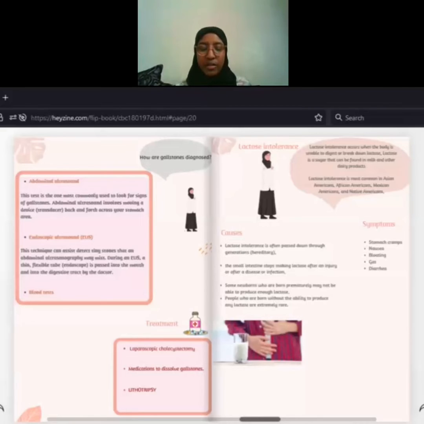Third, lithotripsy. Lithotripsy is for those who are unable to undergo surgery. Shockwave lithotripsy of the gallbladder is used.